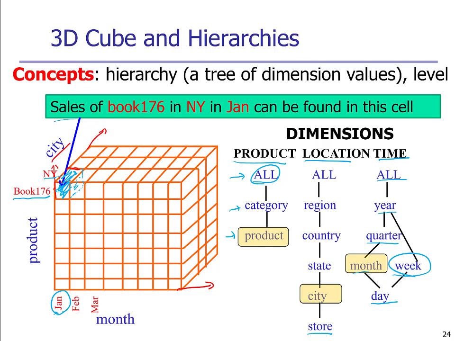This is because you can see there is no clear relation between weeks and months, right? Because 1 week can cross multiple months, so you cannot put a week here. So basically, you either choose all, year, quarter, month, and day, or you choose all, year, week, and day. That's the thing. All right.